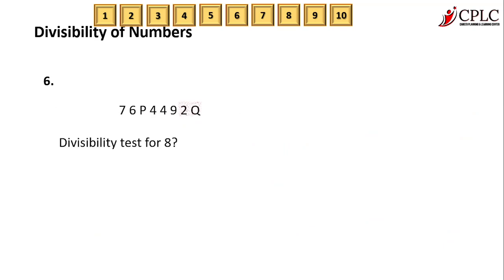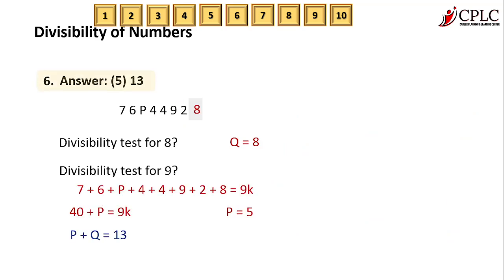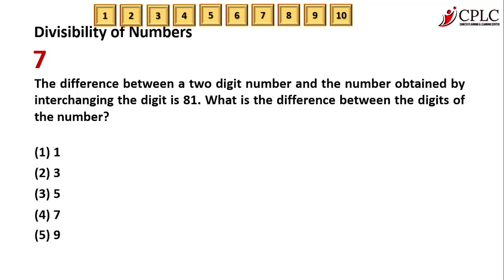Now, let's look at question number 7, which says the difference between a two-digit number and the number obtained after interchanging the digits is 81. What is the difference between the two digits of the number? Now, this is a specific type. Let's take a two-digit number as AB, and the number obtained after interchanging is BA. We have to take the difference.